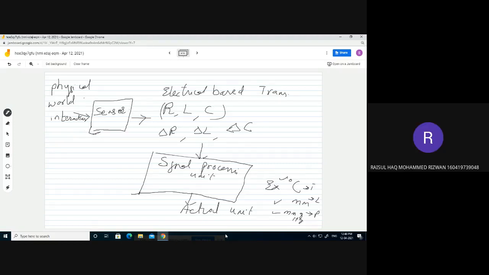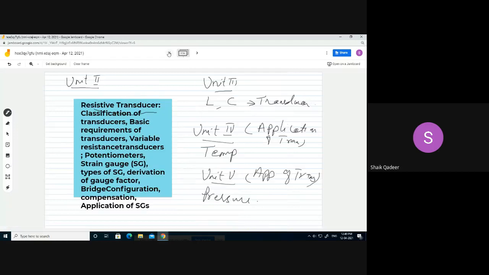Remember this thing, most of our transducers fall in the category of change in resistance, change in inductance or change in capacitance. Let us go back to the discussion of unit 2, resistive transducer.